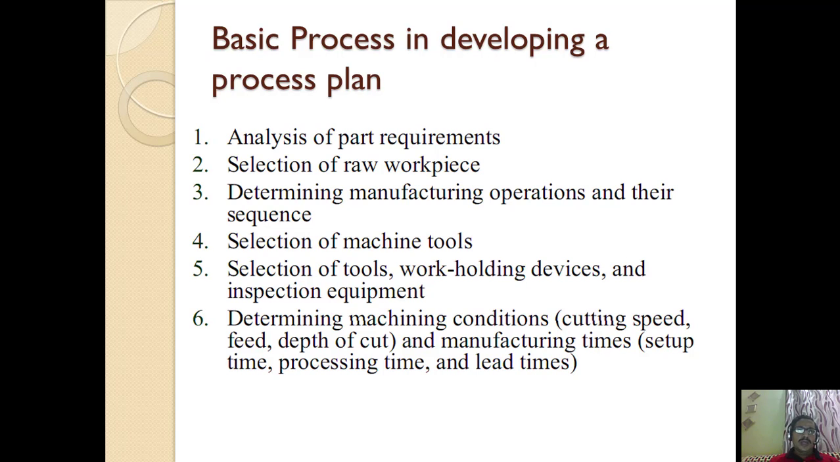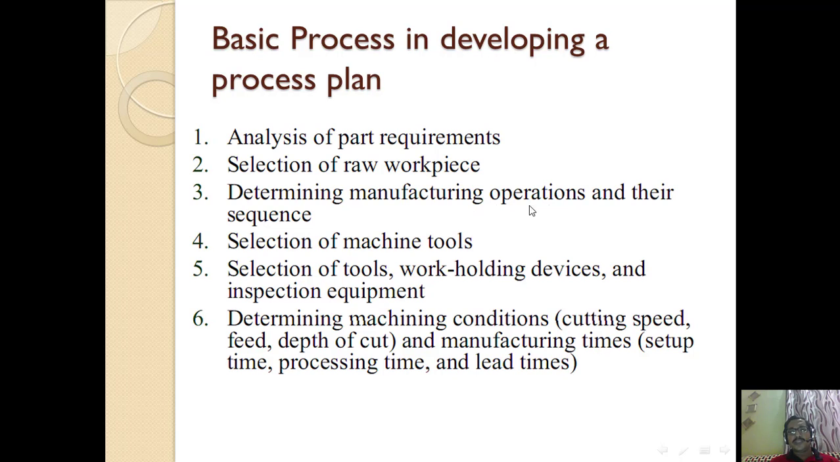Now coming to the basic processes involved in the process plan. What are the basic process steps? First you should analyze the part requirements from the engineering drawing, and then you have to select the workpiece, which type of raw material is required, then determine the manufacturing operations and their sequence, then selection of machine tool.